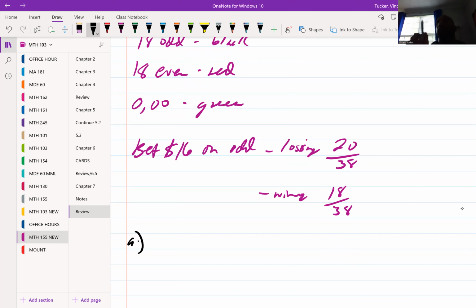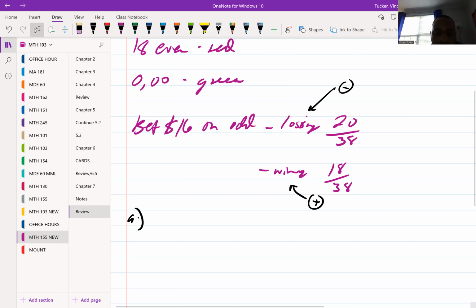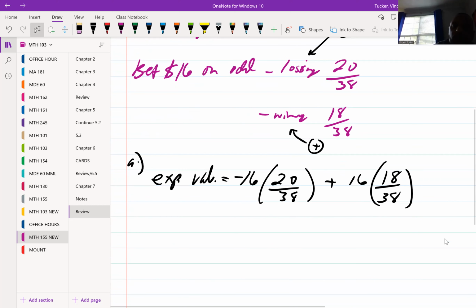Okay, so we should be multiplying. When we talk about losing, that's going to be negative. Winning is going to be positive. Expected value is going to be negative 16 times 20 over 38 plus positive 16 times 18 over 38. So once again, losing, the probability is 20 over 38. Winning, the probability is 18 over 38.